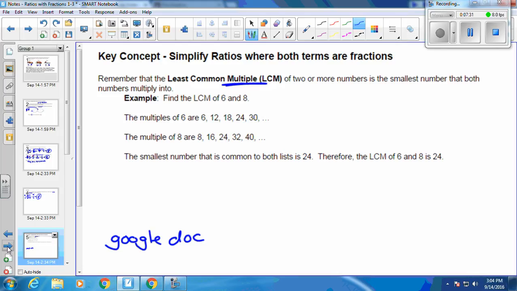So if I wanted to find the LCM of 6 and 8, I have now listed here the multiples of 6: 6, 12, 18, 24, 30, and so on. The multiples of 8 are 8, 16, 24, 32, and 40. The smallest number that is common to both lists is 24. Therefore, the least common multiple of 6 and 8 is 24. That's just a refresher for you.